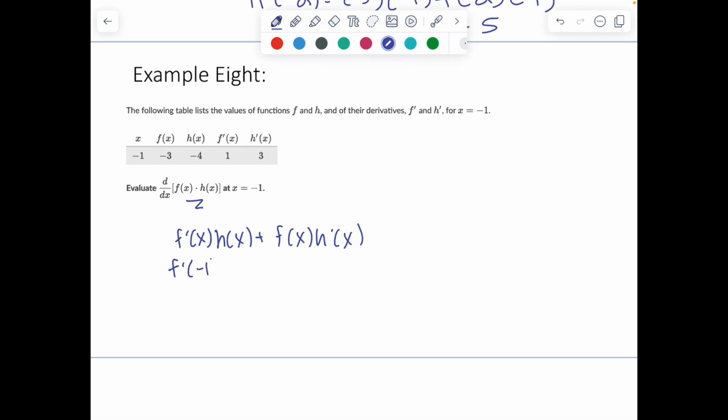So -1, -1, like that. And then f prime of -1 is 1, h of -1 is -4, f of -1 is -3, h prime of -1 is 3. This would be -4 minus 9, and that equals -13.